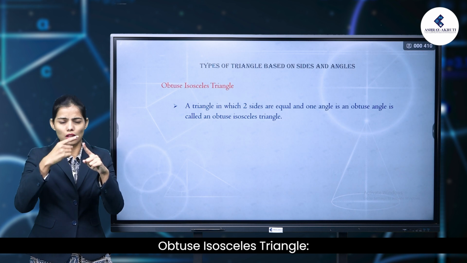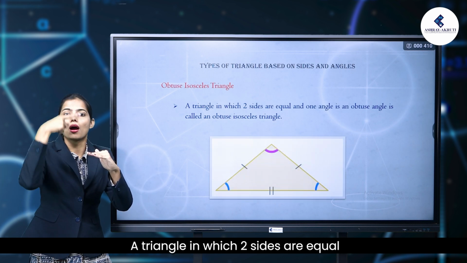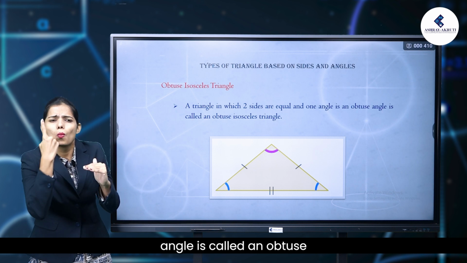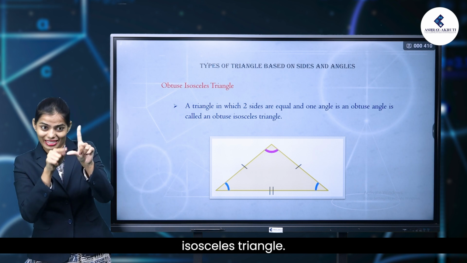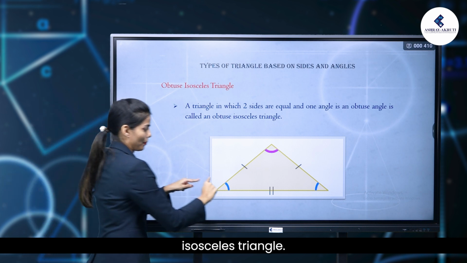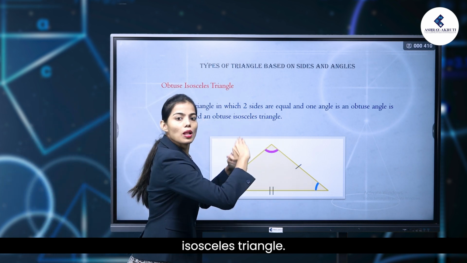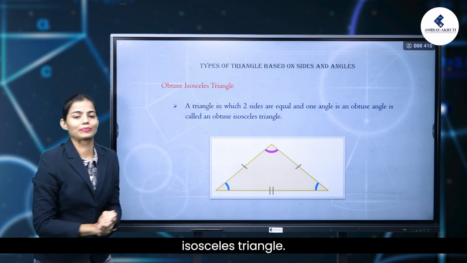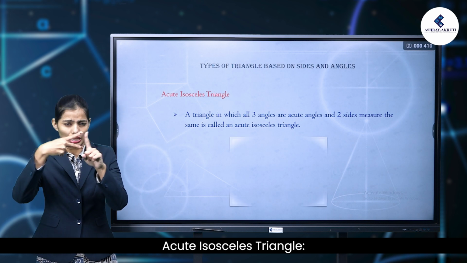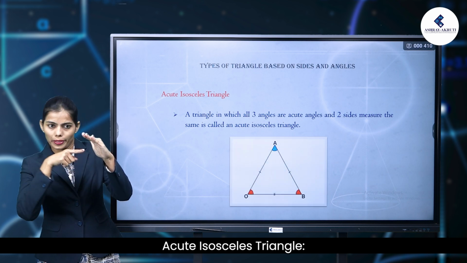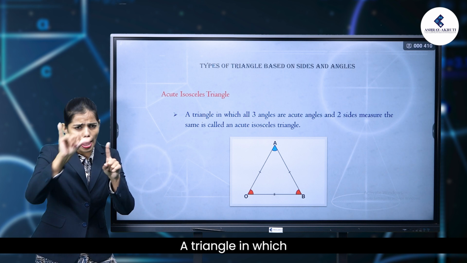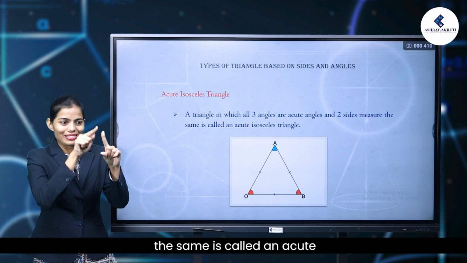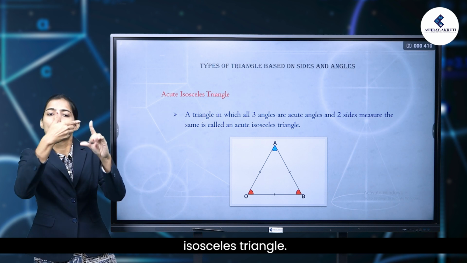Obtuse isosceles triangle. A triangle in which two sides are equal and one angle is an obtuse angle is called an obtuse isosceles triangle. Acute isosceles triangle. A triangle in which all three angles are acute angles and two sides measure the same is called an acute isosceles triangle.